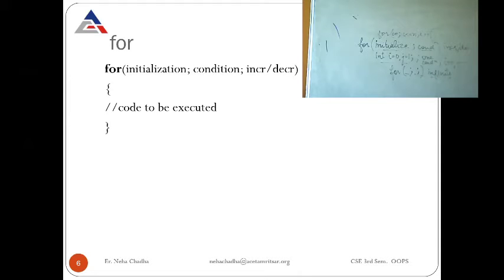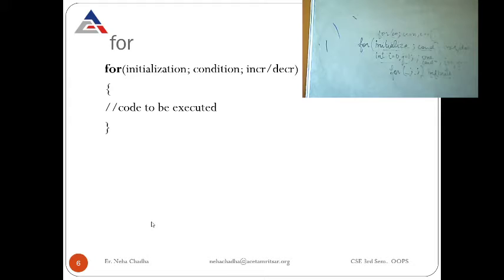Okay, in the for loop, we have three parts: initialization, condition, and increment or decrement, as you can see over the whiteboard. Here, in the initialization part, you can initialize more than one variable. In the condition, you can have only a single condition. In the increment and decrement part, you can have more than one variable.